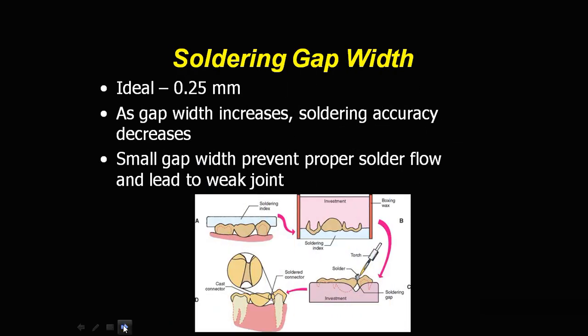And what about this controlled distance? Also known as the soldering gap width, it ideally has to be 0.25 millimeters. If the gap width increases, the soldering accuracy decreases. A smaller gap, however, will prevent proper solder flow and lead to a weak joint.